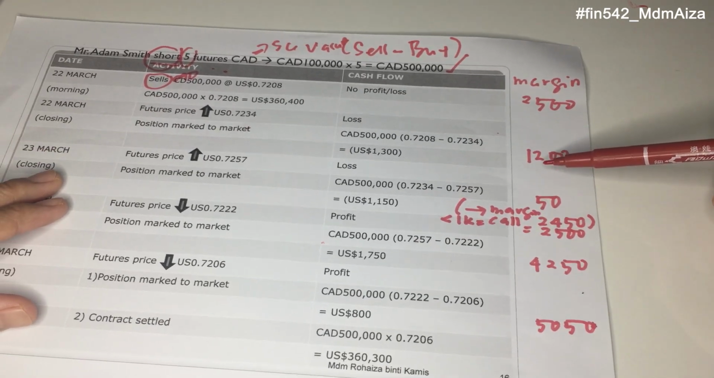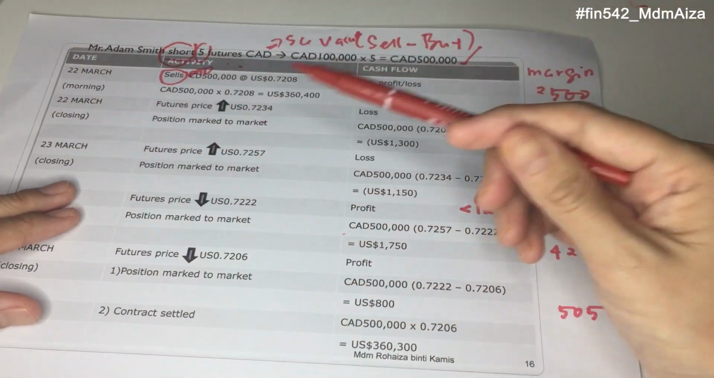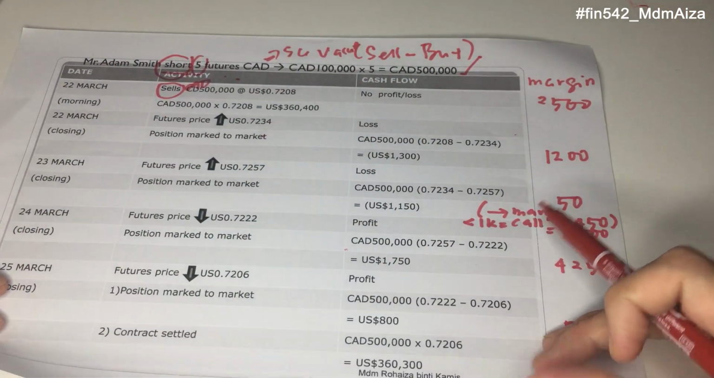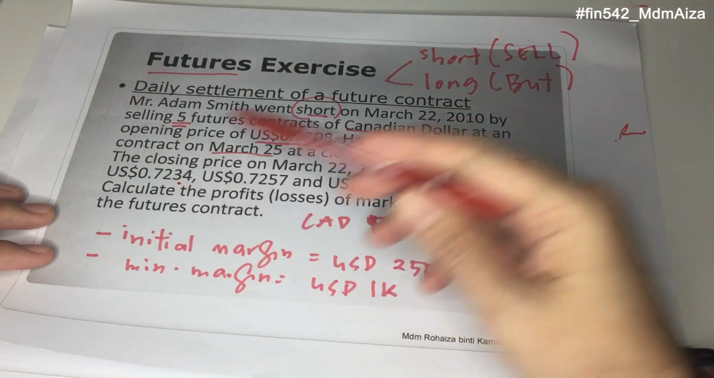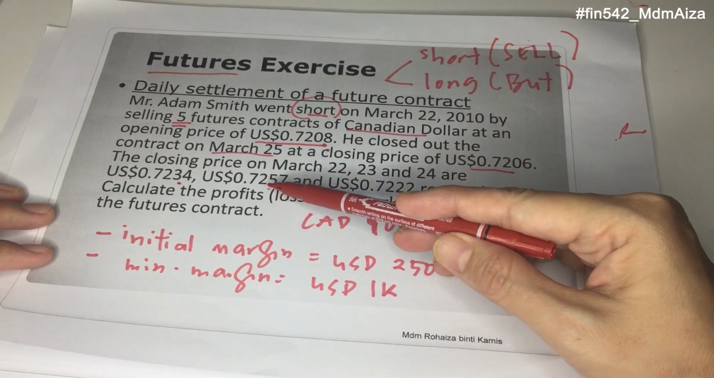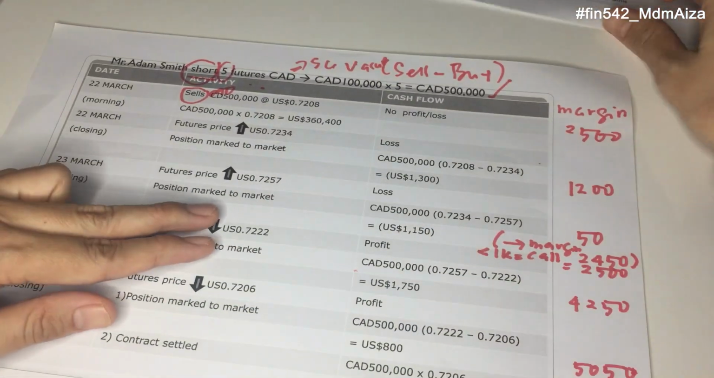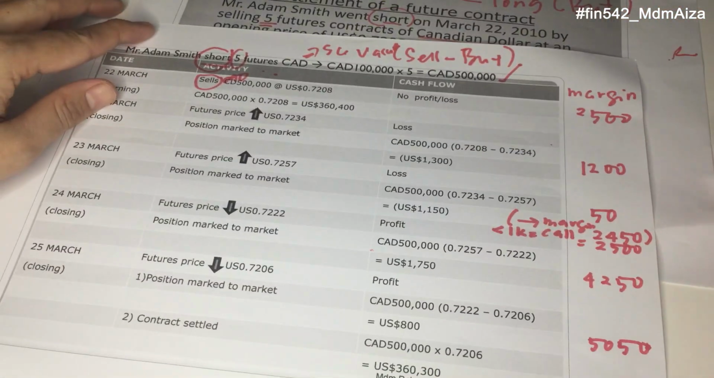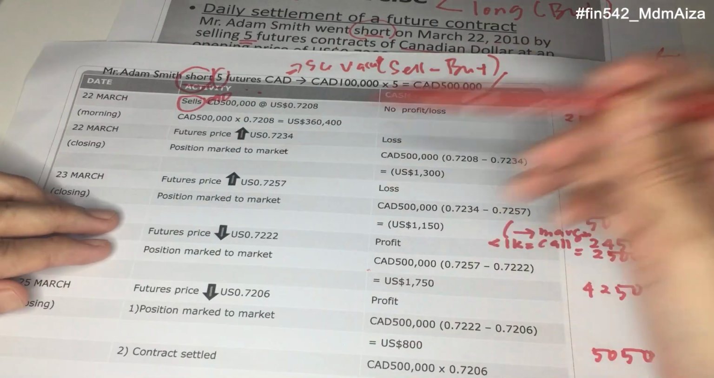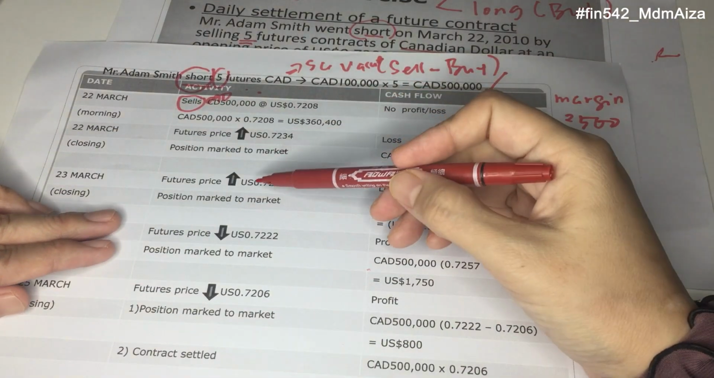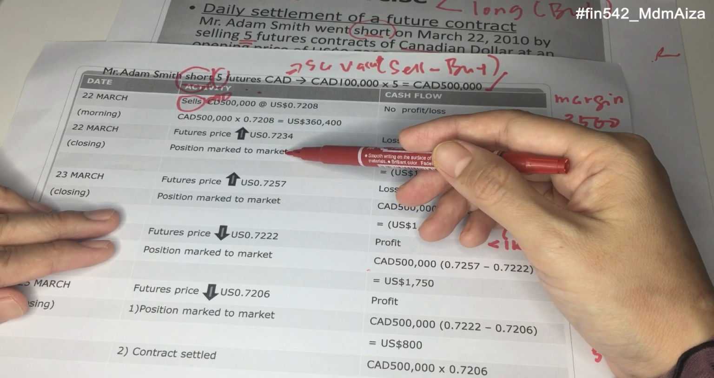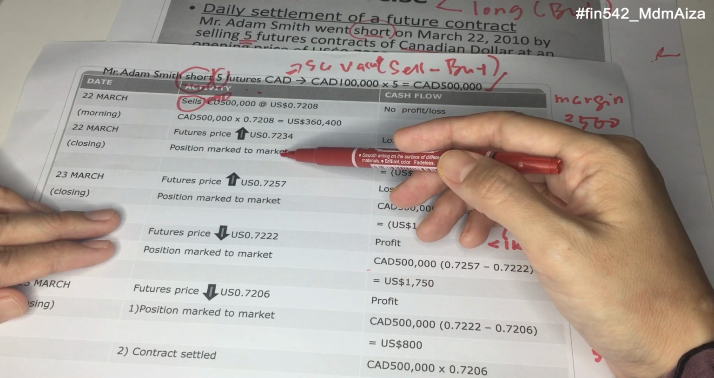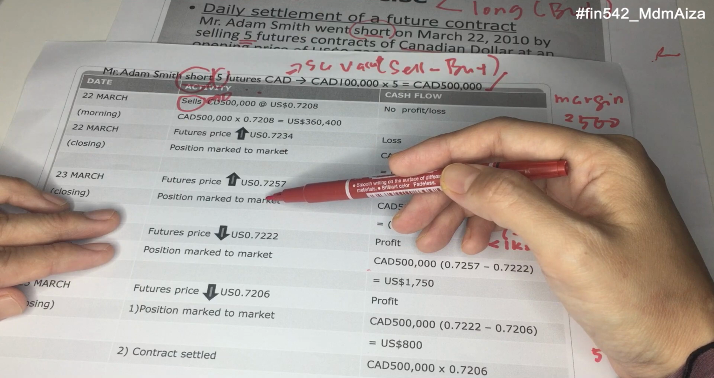Okay, now we go for the second day of trading, 23rd of March. Okay, what happened to the price? On the 22nd of March, the price closed at 7234, and on the 23rd the price closed at 7257. Okay, 7257. That's why you can see here I put futures price increase 7257. Why increase? Because we compare with the price a day before. The price a day before would be the opening price, and this is the closing price, means this is the selling for the 23rd of March, this is the buying for the 23rd of March.